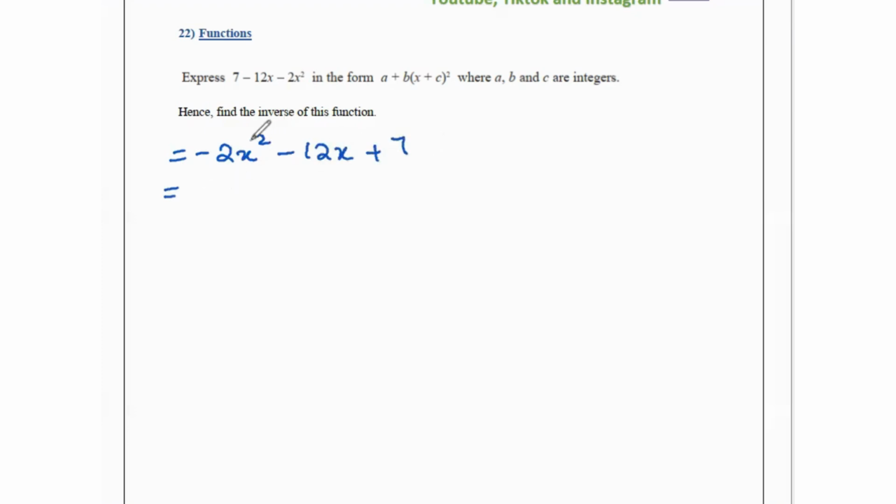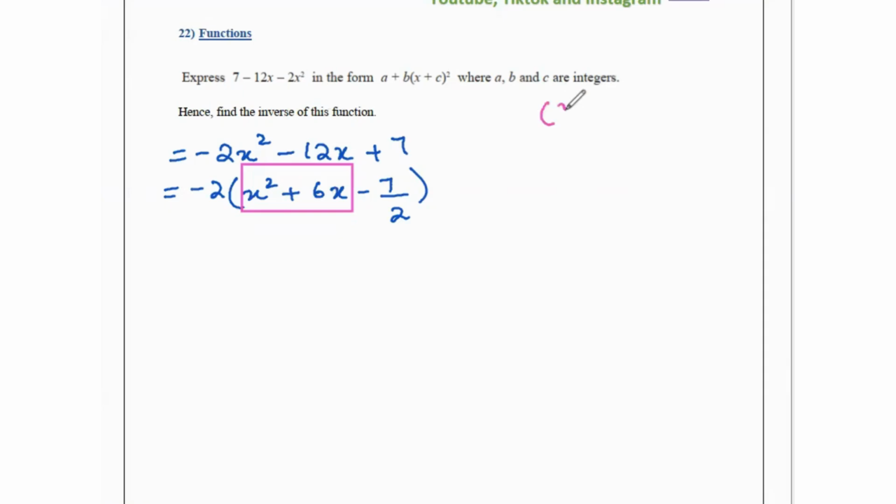First step is to make sure that the coefficient of x squared is 1. Right now, the coefficient of x squared is negative 2. So to make it 1, we take negative 2 common from the entire equation. That's going to give us x squared plus 6x minus 7 over 2. That's the first step. After that, you need to remember that you have to complete this square.